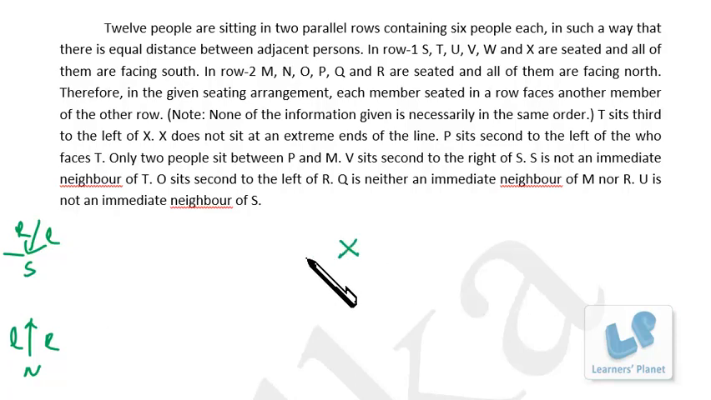So X, then 1, 2, and then T. X does not sit at the extreme end of the line. P sits second to the left of who faces T. Okay, P, another line. Only two people sit between P and M. V sits second to the right of S. V sits second to the right of S.